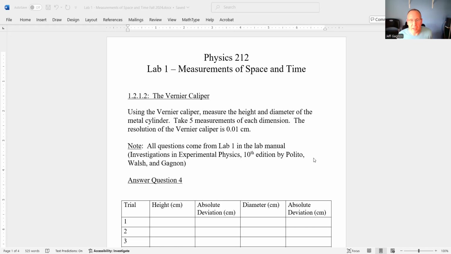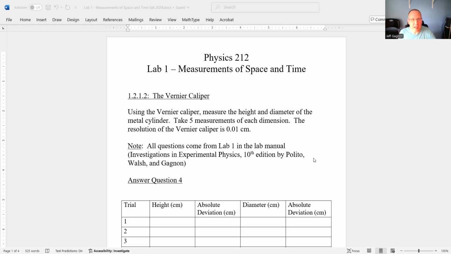To do that, we're going to use an instrument called the vernier caliper. The vernier caliper is a fairly accurate instrument. It has a resolution of 0.01 centimeters, so the smallest length that it can measure is 0.01 centimeters.